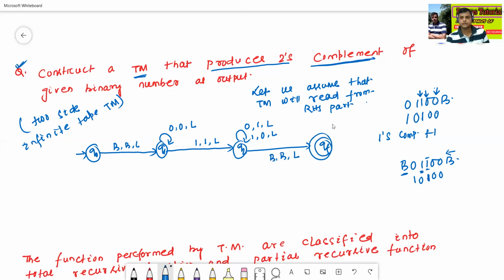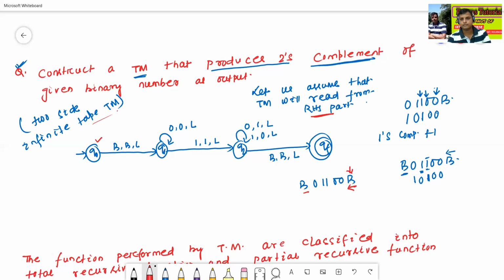Okay, so my input is 0 1 1 0 0, then the blank symbol. See, again I'm executing this input. Here, Q0 reads the blank symbol. Let us assume that the Turing machine reads from the RHS part, and it is a two-side infinite tape. Q0 reads B. Just keep it.